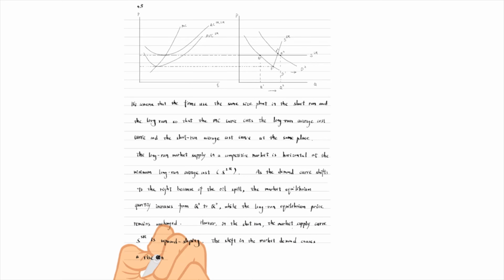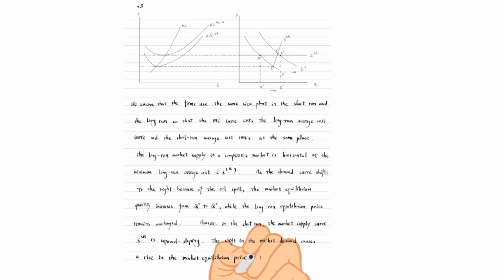The shift in the market demand causes a rise in the market equilibrium price. At a higher price, each firm produces more in the short run. The number of firms cannot change in the short run. In the short run, each firm's profit increases, while in the long run, the firms still make zero profit after the demand shift.